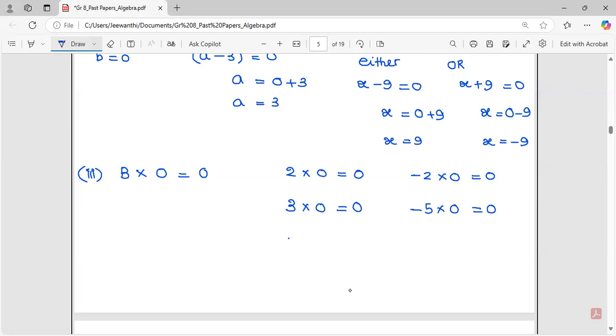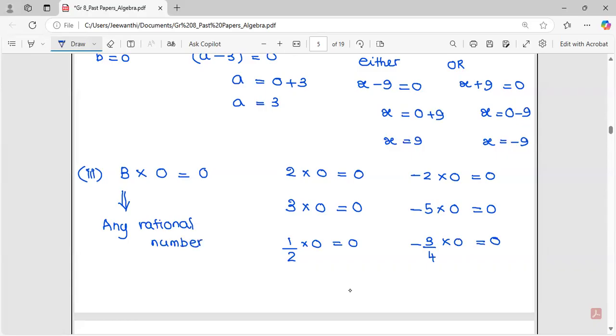Let's say you have half times 0, still it is 0. Let's say negative 3 over 4 times 0, it is 0. So then B can be any rational number. That is the word you have learned, rational numbers. It was in your chapter 1. Any rational number. It can be a positive decimal, any rational number.